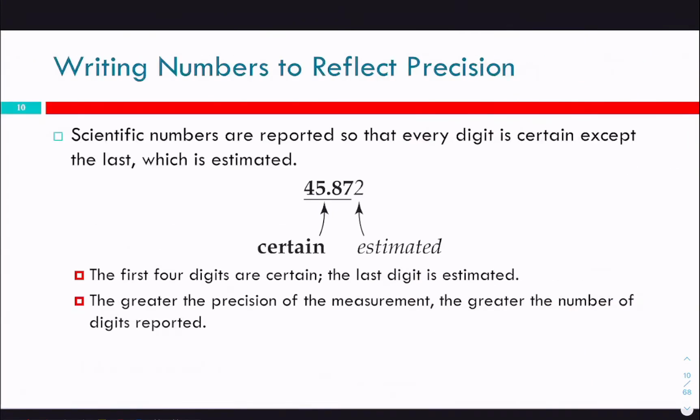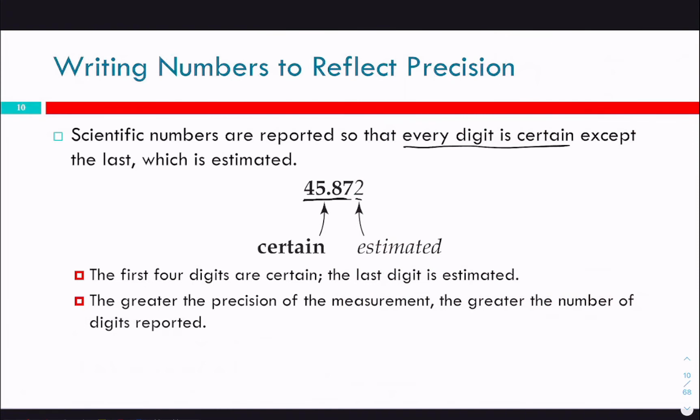So again, every digit is certain except for the last, which is estimated. So here in this number, and for a lot of the examples we're going to work with, I'm just going to tell you that these are the certain digits, and this is the uncertain one, and that'll tell us how many significant figures we have. Here, these first ones are certain, and then because this digit is the last one, that's the one that has some uncertainty in it, or is estimated.